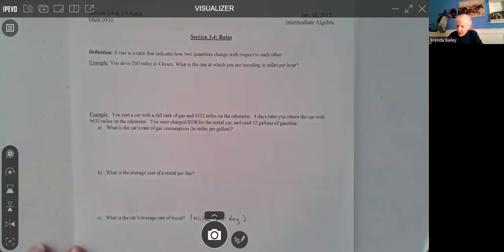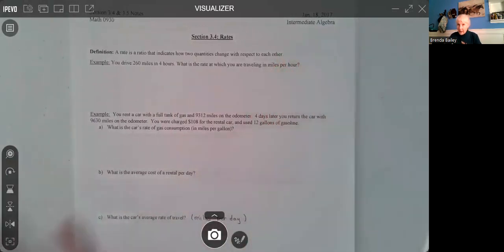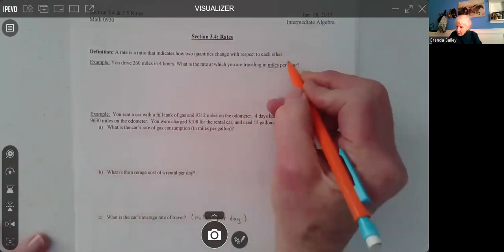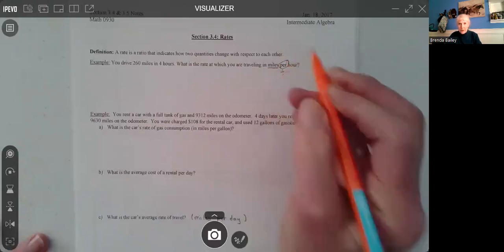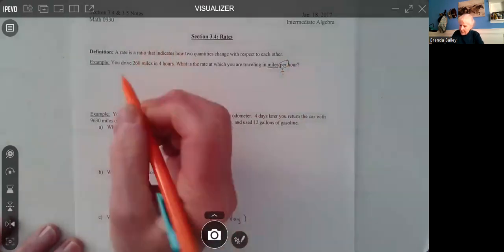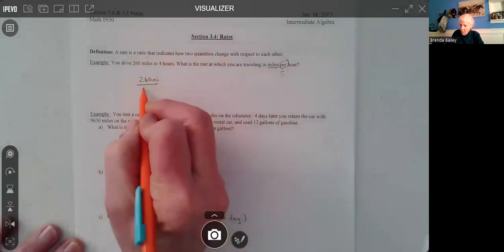All righty, so we have you drive 260 miles in 4 hours. What is the rate at which you are traveling in miles per hour? Now, this isn't really too hard. The units themselves tell you exactly what to do. So we're going to take the number of miles driven. Per in mathematics means divide, just like of means times. Most of you know that. So we're going to take the miles divided by the hours, how many hours we were traveling. So we take 260 miles and we will divide that by 4 hours.